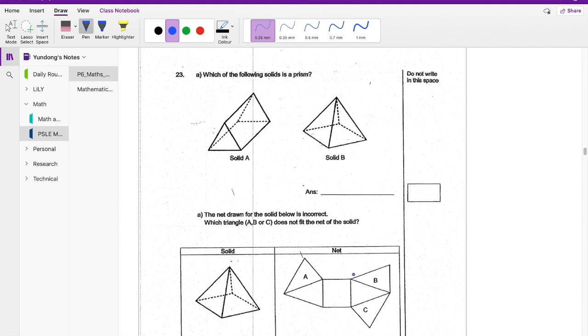Okay, let's see question 23. Which of the following solids is a prism? So it's very clear. This one is called a prism, right? But this one is called what? Pyramid.